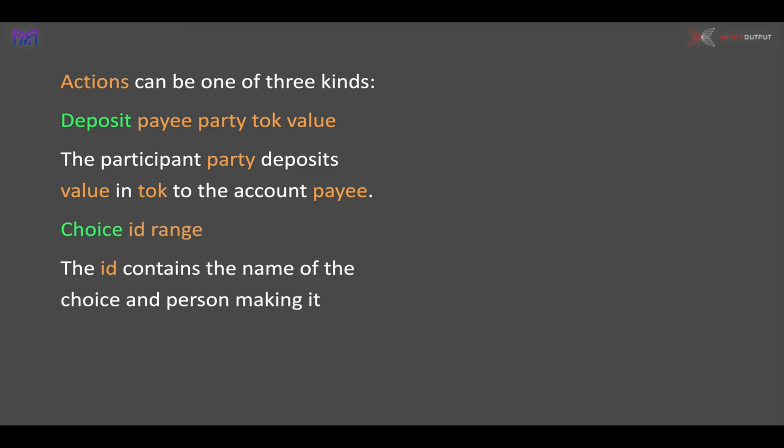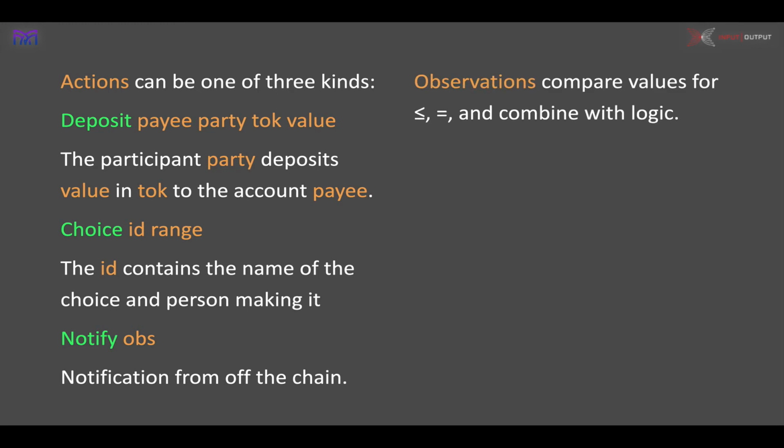Here we have a choice. We have a range of values that a choice could take, and we name the choice. It's often 0 or 1 for true and false, but it could represent a value of an oracle. Or we could just notify an observation. An observation compares values just by less than or equal, and combines them with logic.